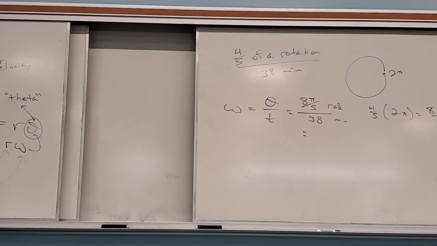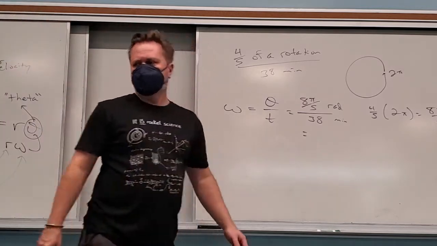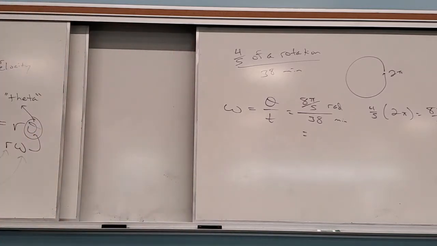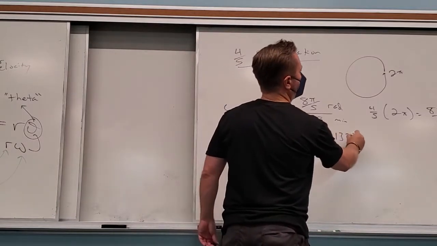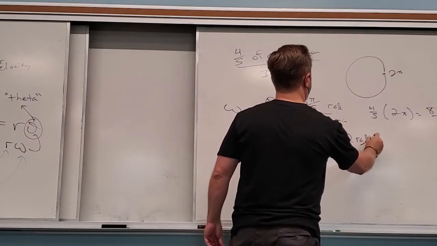If you have a graphing calculator like this, pi is right there, right above your button. So let's see what we get. 8 times pi divided by 5 divided by 38. Okay, look, I was pretty close. I should have stuck to my guns. So it's 0.132 radians per minute.